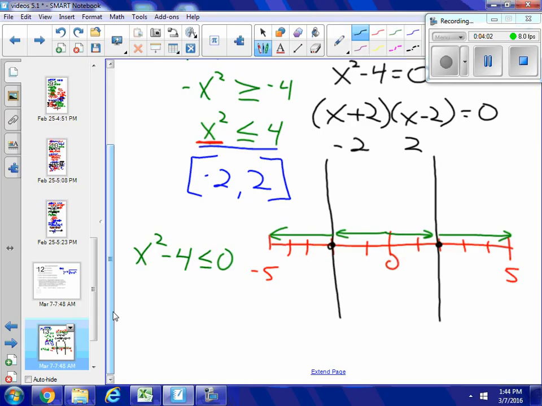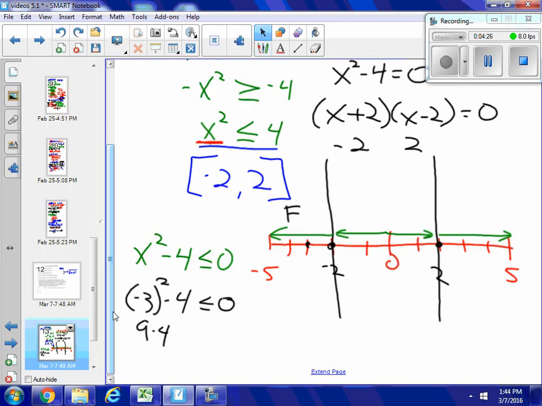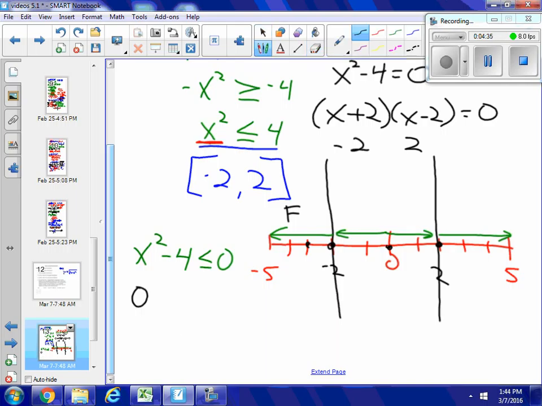So let's start out here. If this is negative 2 and that's positive 2, let's test negative 3. I would go negative 3 squared minus 4. Is that less than 0? No, it's not. This is 9 minus 4, that's greater than 0. So right here, the domain is false. How about if I try 0, which is right here in the middle, in the second interval. I go 0 squared minus 4. Is that less than or equal to 0? Yes, it is. Negative 4 is less than 0. So in this interval, it's true.